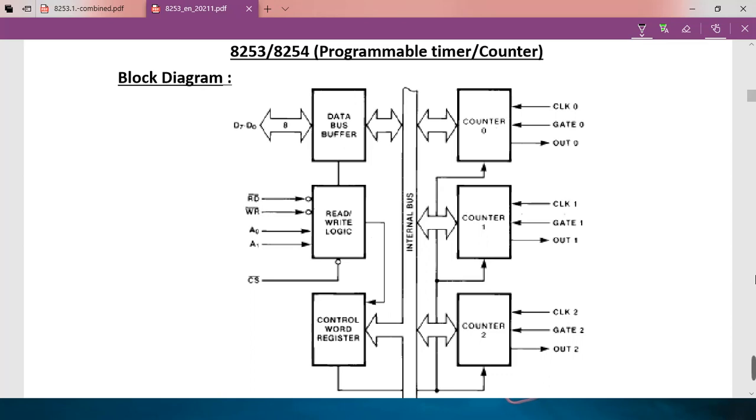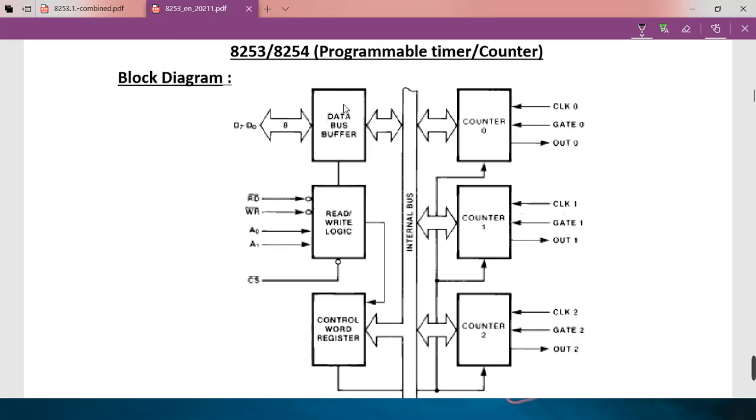Now you see the architecture of 8253, 8254. It has basically 3 timer slash counters, and each counter has three separate pins: clock 0, gate 0, out 0. For counter 1, clock 1, gate 1, out 1, and counter 2, clock 2, gate 2, and out 2.